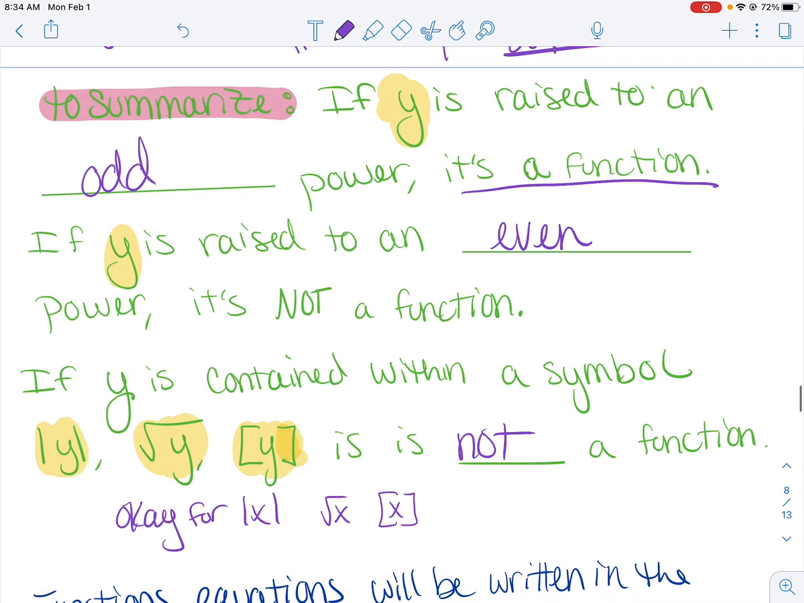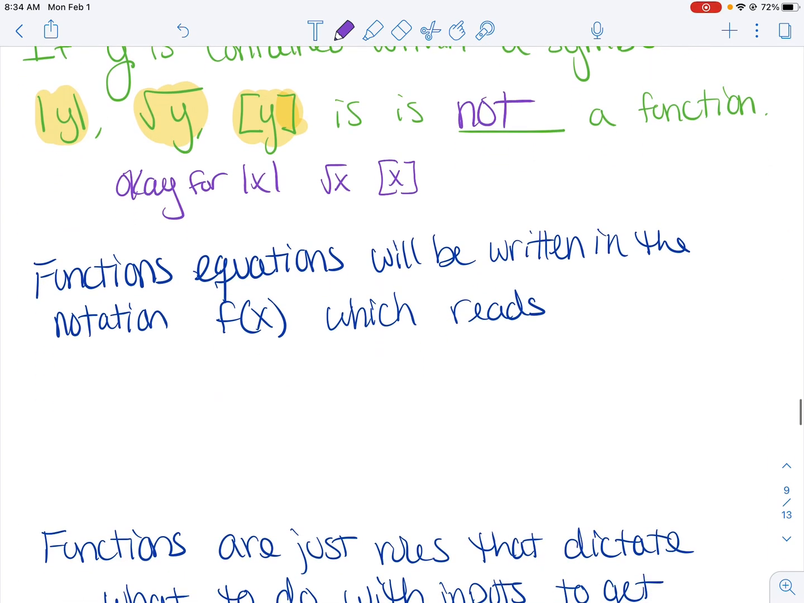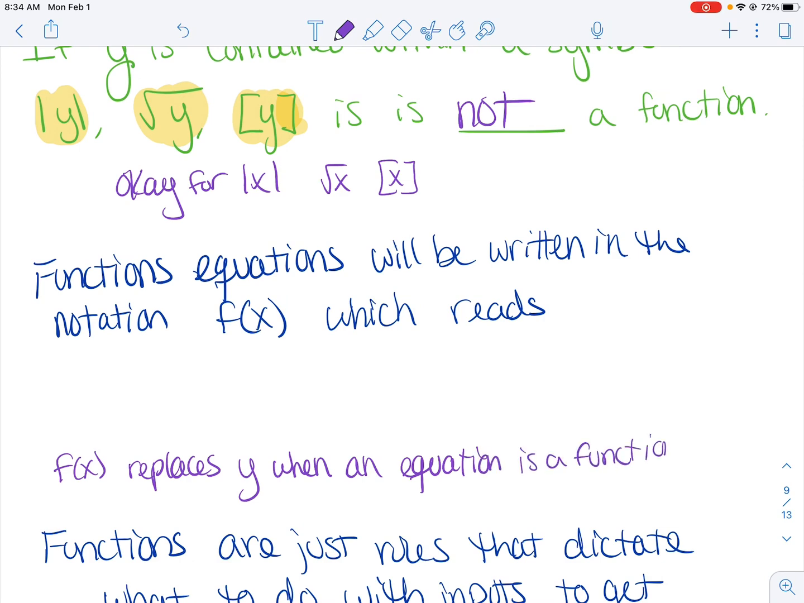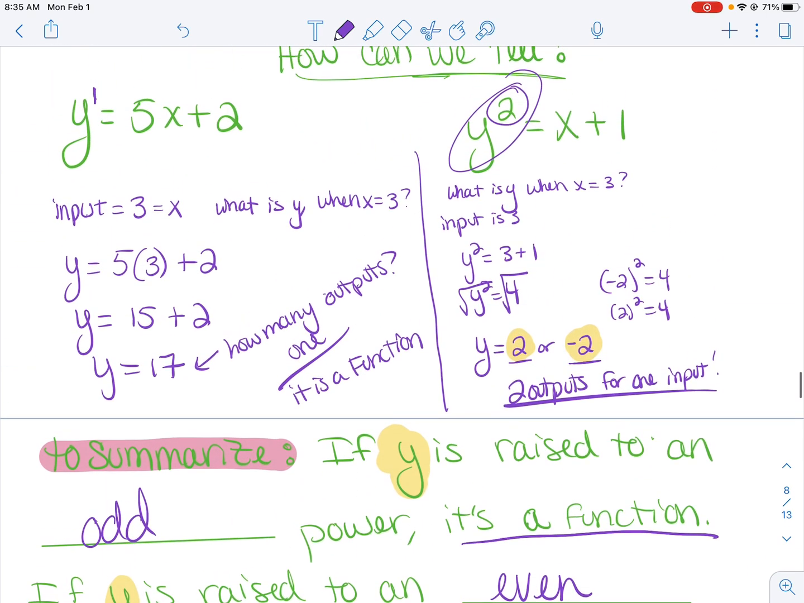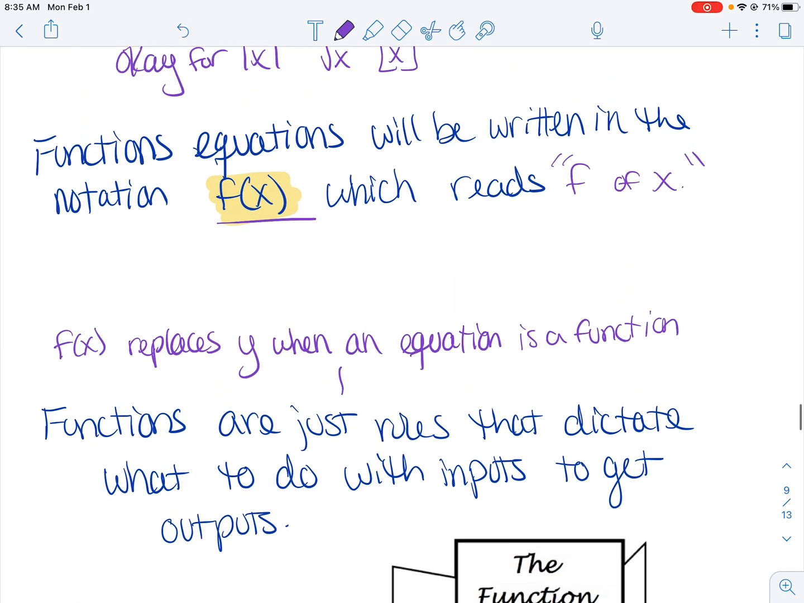And so make sure you have that written down. That's going to be really important and helpful for you. When we talk about function equations, if something is a function, we can then replace y with f of x. So f of x replaces y when an equation is a function. And this piece right here, I just said it, but we read that as f of x. So if I went back to that first equation that we had, y equals 5x plus 2, well, because that's a function, I could write it as f of x equals 5x plus 2, okay?